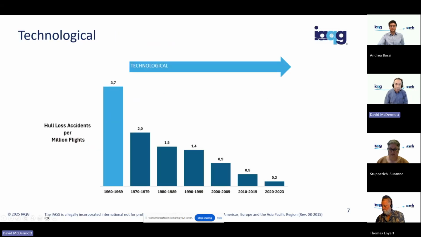In the history of aviation, progress can be divided into 3 main eras of activity, each with its specific approaches. Andrea, Suzanne, and Tom, could you help us better understand what these phases are? Of course, David. From the safety standpoint, the first decades of aviation are called the technical era.